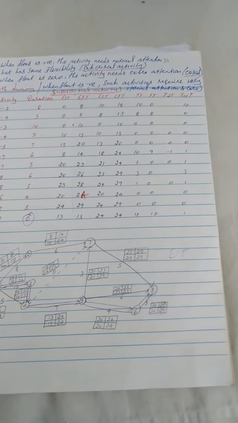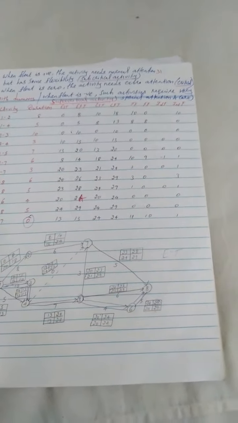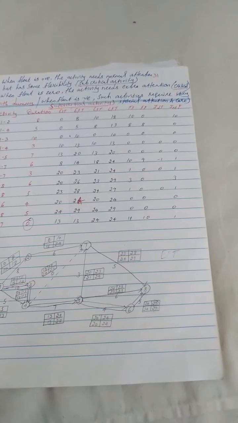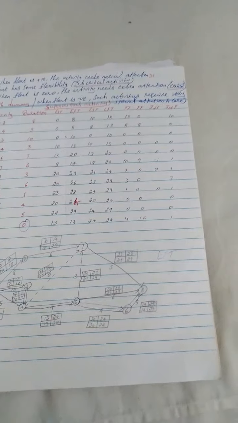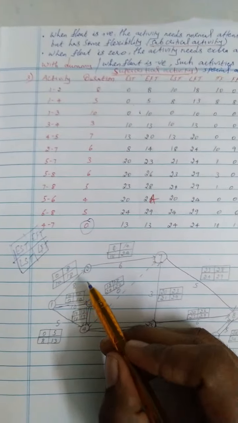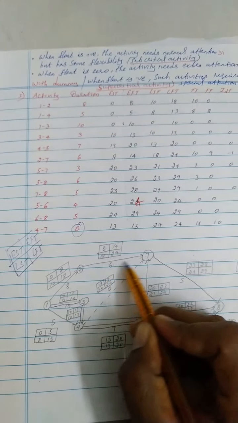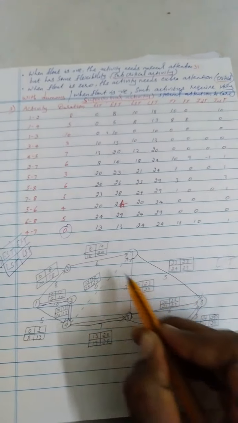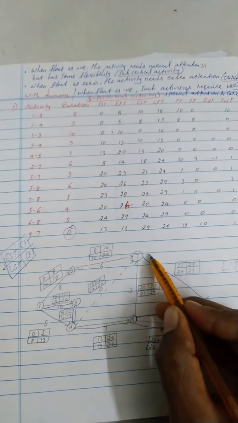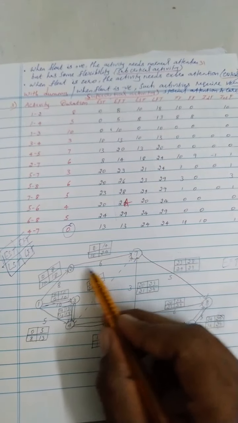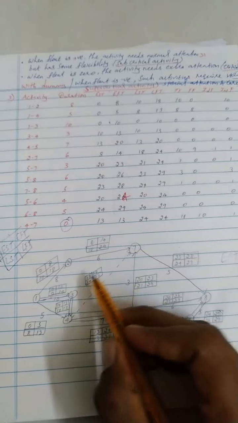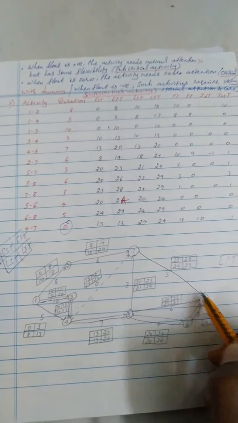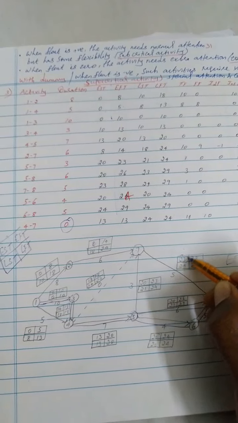So next one, free float. For the free float, the formula is the minimum of EST of succeeding activity minus EFT of the corresponding activity. So just consider this particular activity 2 to 7. The succeeding activity of 2 to 7 is 7 to 8. If there is a junction, we need to take the minimum value. Here it's only one. So for 2 to 7, the EST of the succeeding activity is 23.